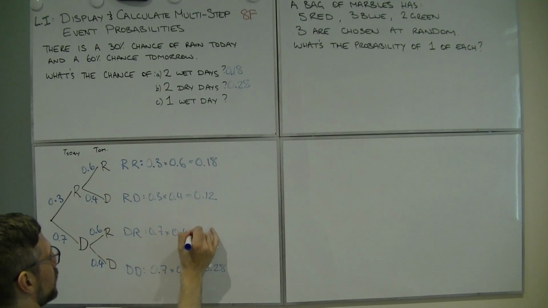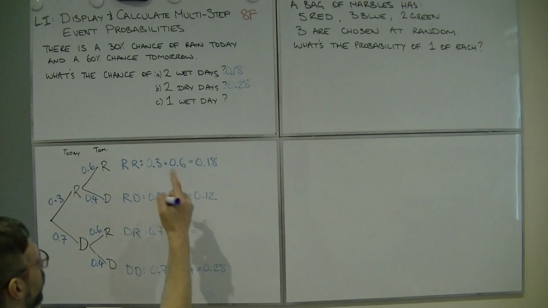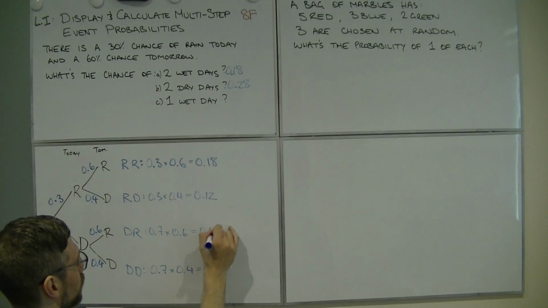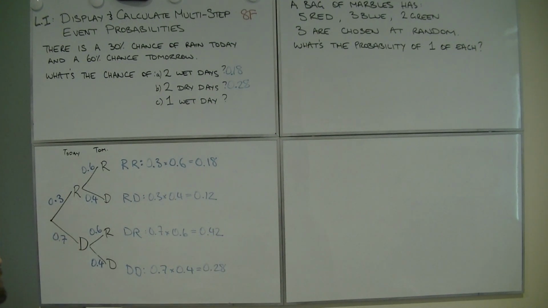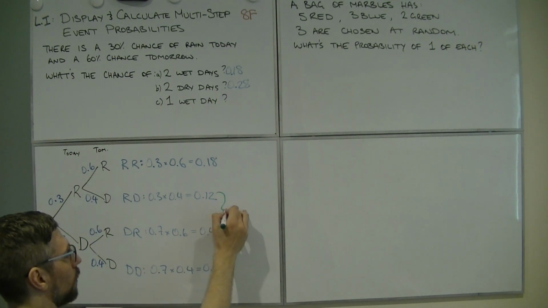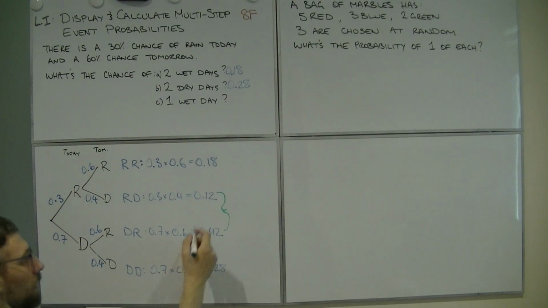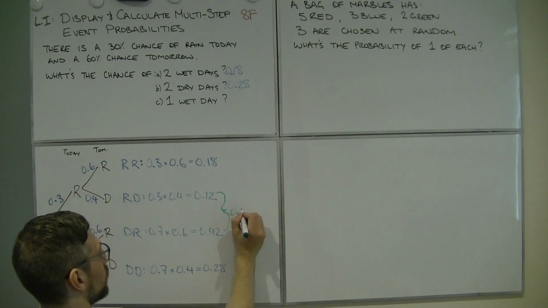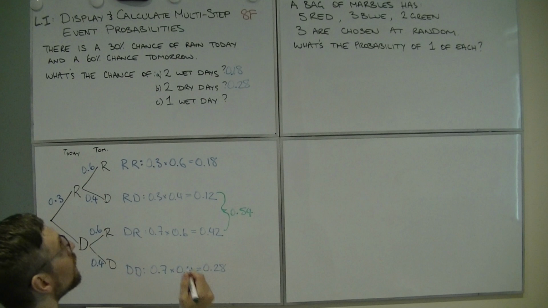0.7 by 0.6 gives 0.42, one wet day. Okay, well hang on, which way do I go though? Well, I could go this way or this way. So what I want is this or this. So I'm going to add those, because "or" in probability is add. So I get 0.54. Cool.